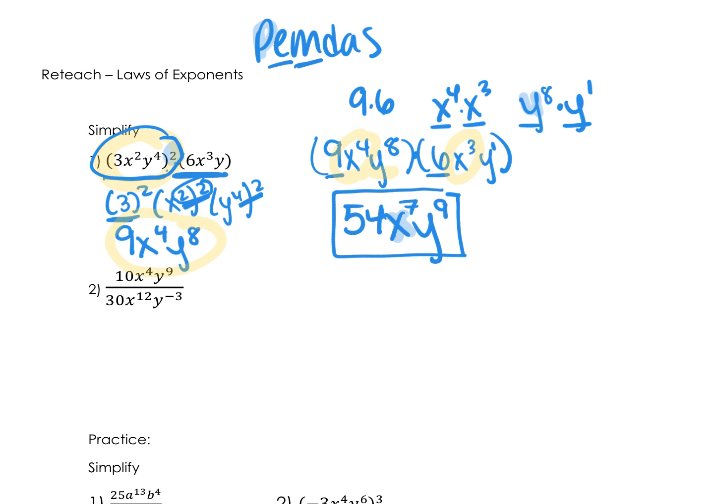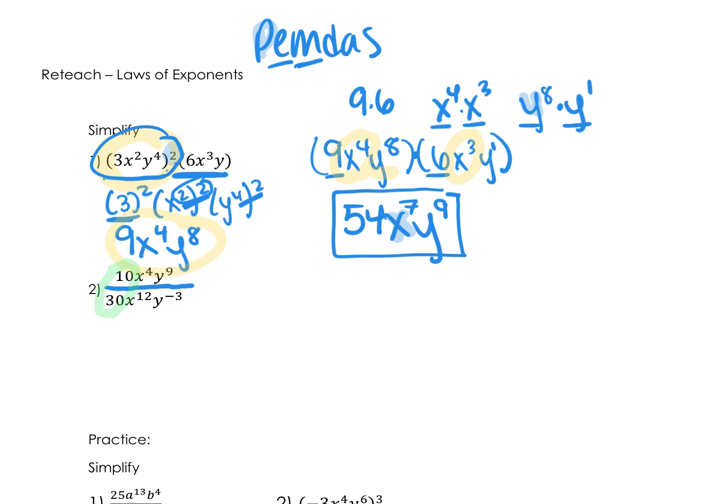Now for number 2, we're dividing, right? That's what this symbol means. That means that we're dividing. So we're going to start with the coefficients. We're going to divide the coefficients, okay? So these numbers are getting divided because they're not exponents, they're coefficients. So we're going to divide them, okay?